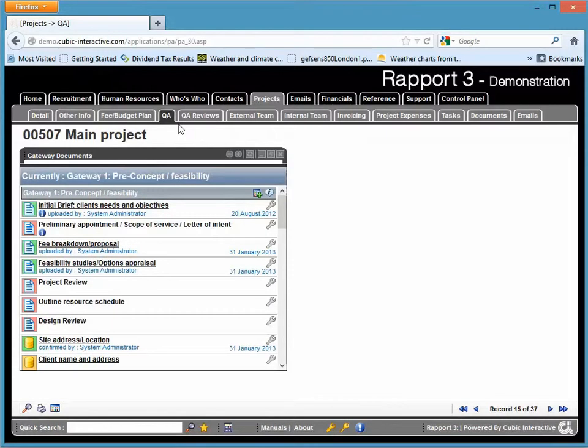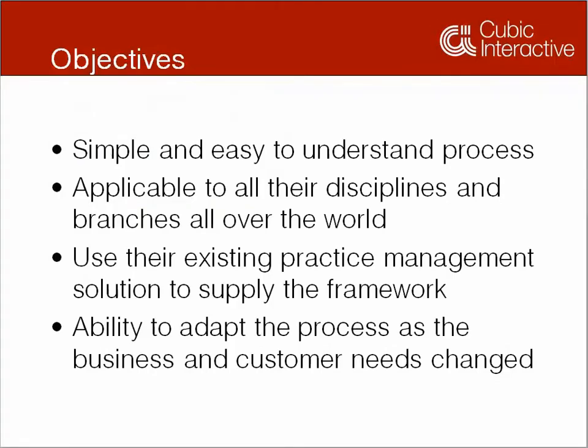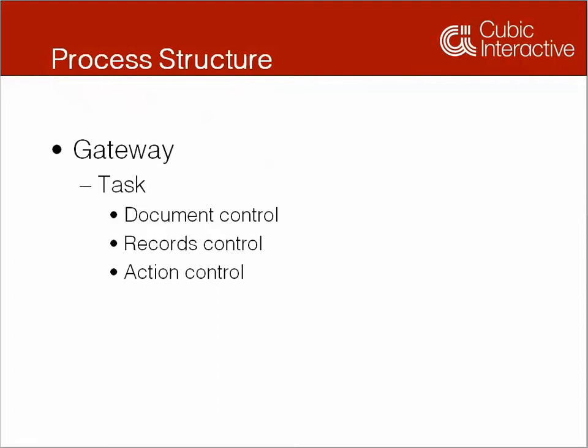Now the QA module was based on gateways, and each of the gateways was subdivided into a series of tasks. So just to give you an example of this, we've got the gateway at the top, which there was 5. Each of those gateways had a series of tasks, which could either be a document control task, so uploading a document, a records task, so ensuring a piece of information within Rapport, so something like client address was stored there, and also an action, so just a general action, something that the project runner had to do.